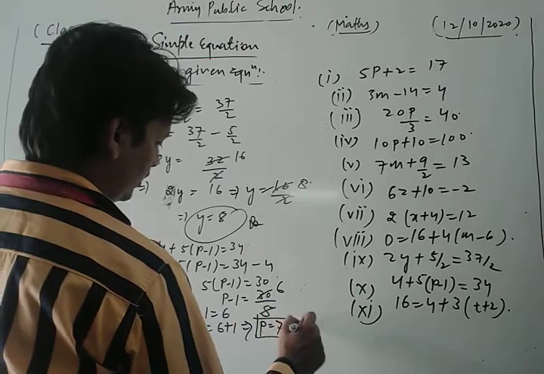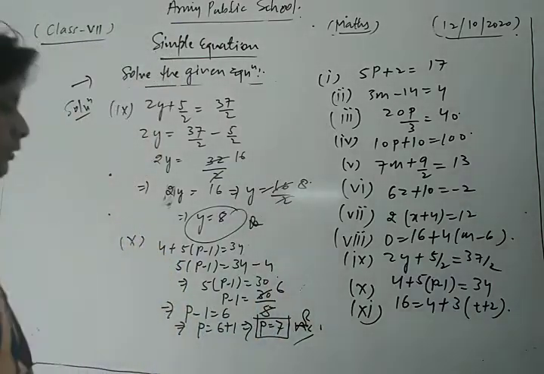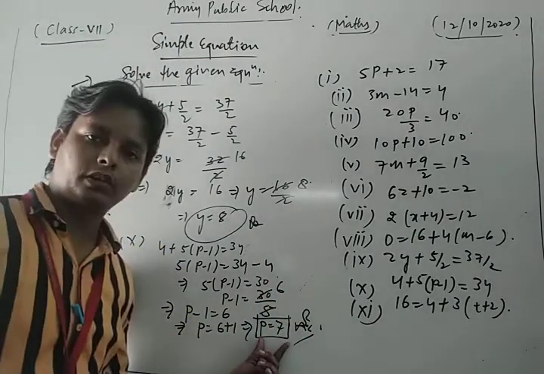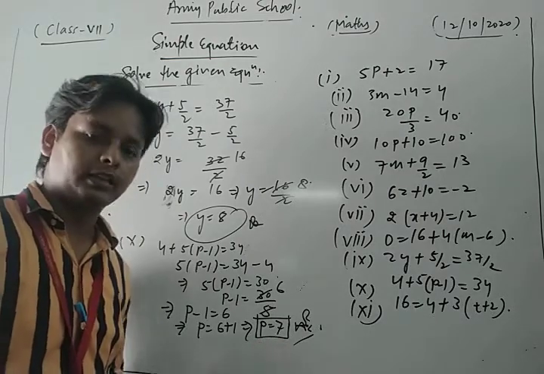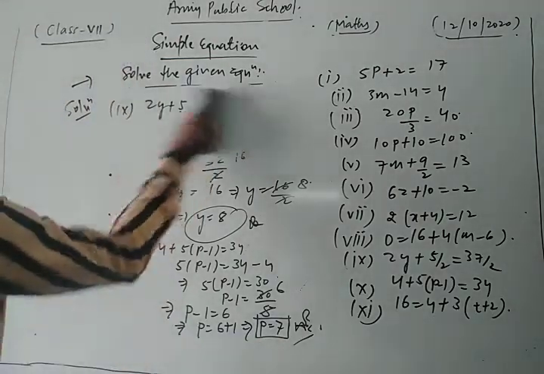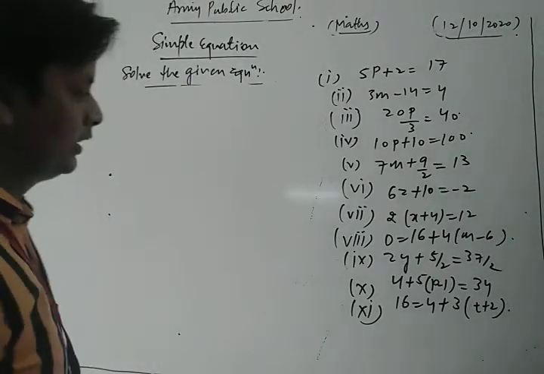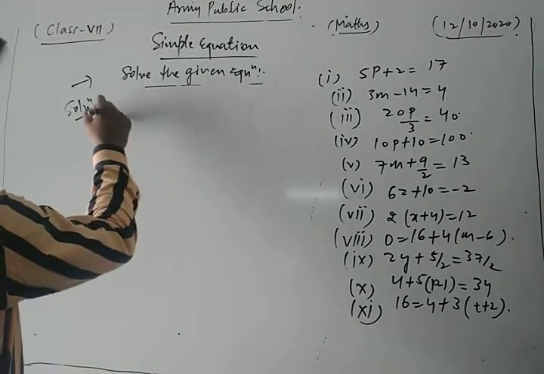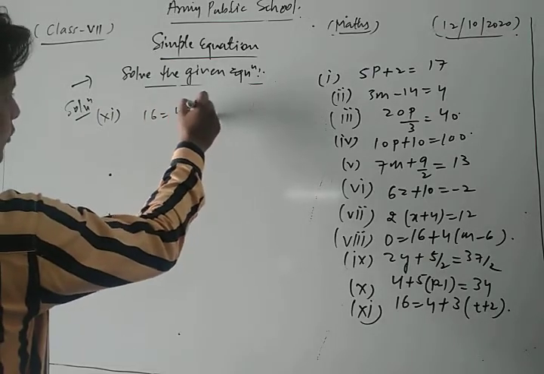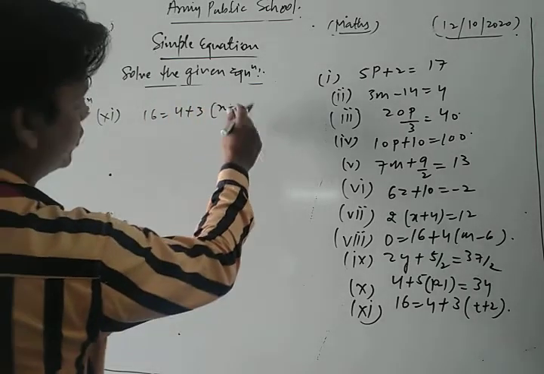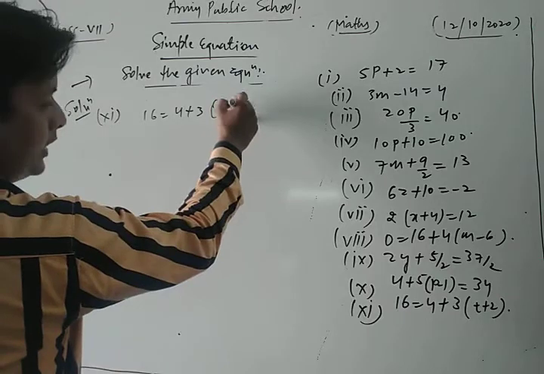This is our required answer. The value of p is 7. Now we take the last part of this question and simplify it. Let's see. Here the last part, this is the 11th part of this question, is 7 equals 4 plus 3 in bracket t plus 2. Here we find a variable t.